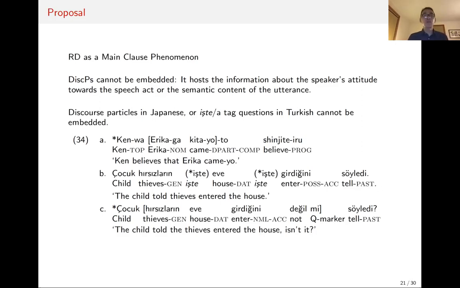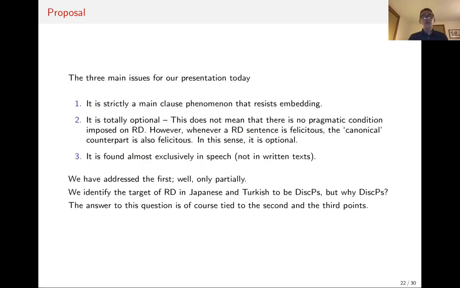Okay, so yo cannot be embedded, ishte cannot be embedded, and tag question cannot be embedded. Similarly, right dislocation cannot be embedded. So that's the idea. But of course, it's not a particularly explanatory way to say, well, discourse phrase cannot embed because we have a discourse phrase. Well, why discourse phrase? Why do we have a discourse phrase involved in this particular context?